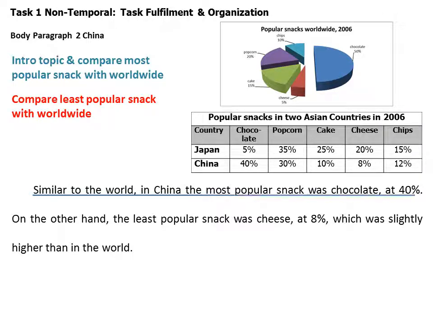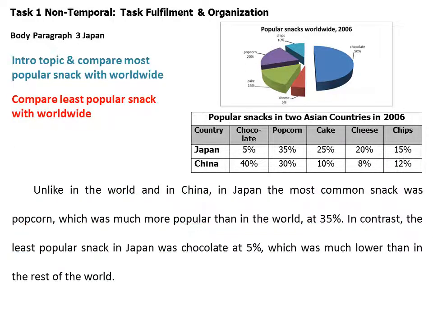and in each case we want to compare that with the numbers in the pie chart for worldwide. So we can say that in China it's chocolate, and that's similar to the world, and with our least popular snack, in China it's 8%, but in the world it's 5%. So here we can say it's slightly higher than in the world.